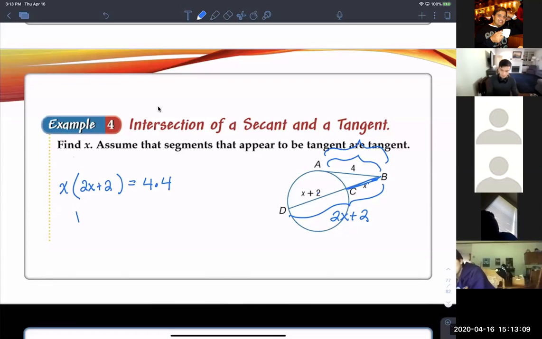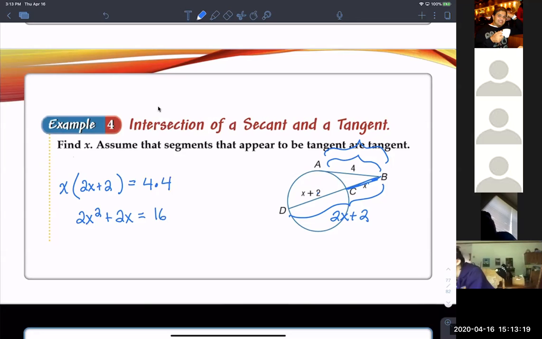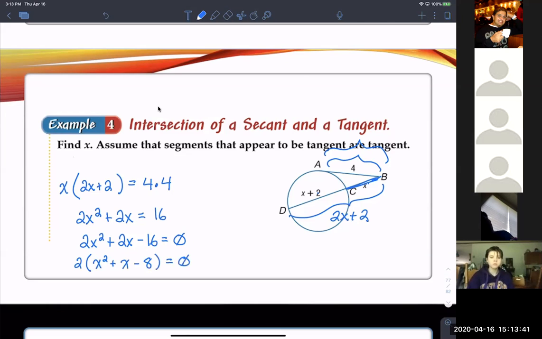So when you want to solve this, you get 2x squared plus 2x equals 16. Move everything to one side so the other side equals 0, so you can factor. Remember, the first thing that you look for before you factor is any greatest common factor. And in this case, you do. Everything is divisible by 2. And then you factor. Two numbers that multiply to give me -8, but add to give me +1.